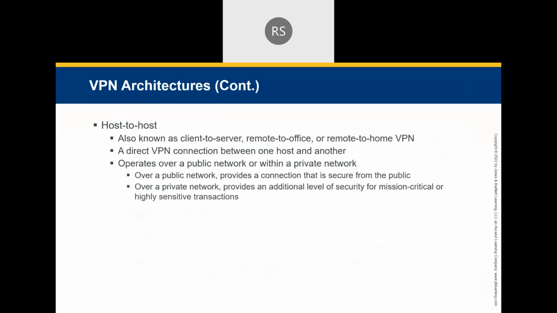Now, the host to host is also known as the client to server, remote to office, or remote to home VPN. So it establishes a direct VPN connection between one host and another. So this operates over the public network or within a private network. So when we talk about it over a public network, it provides that connection that is secure from the public. When we talk about it with a private network, it adds an extra layer of security for mission critical or highly sensitive transactions.